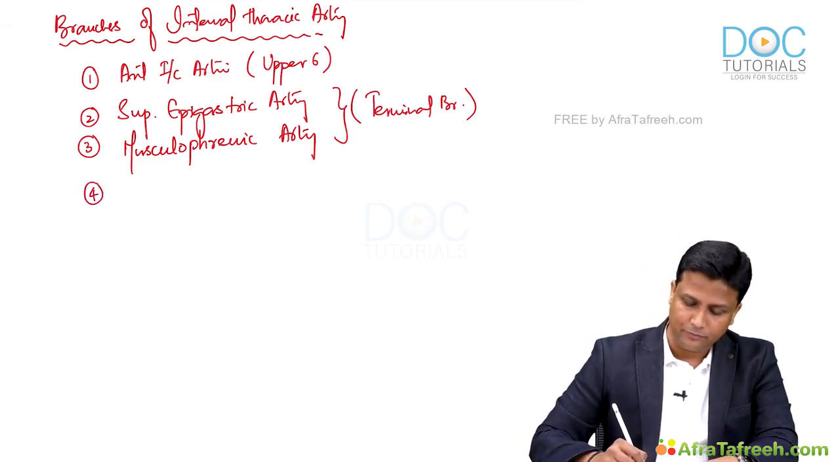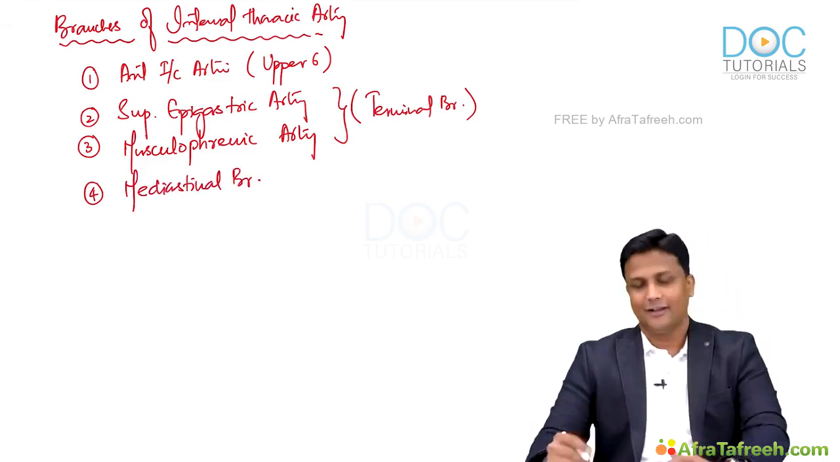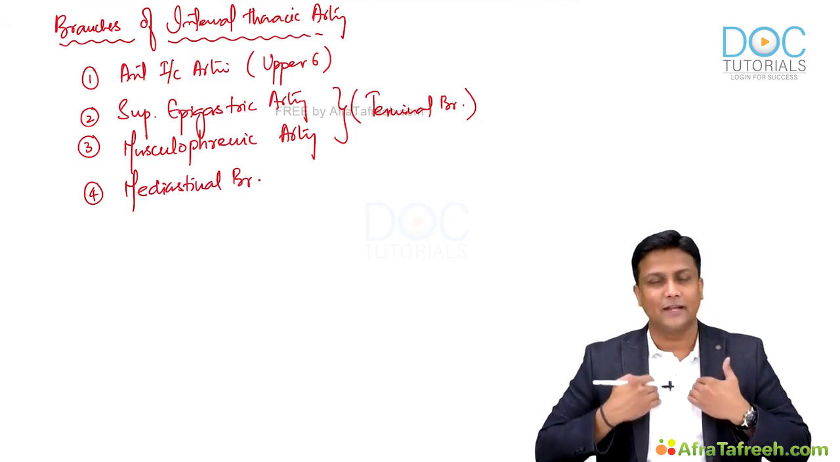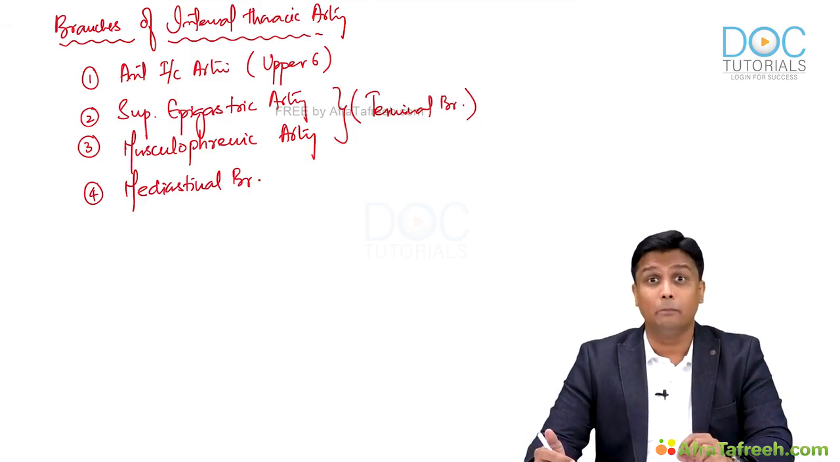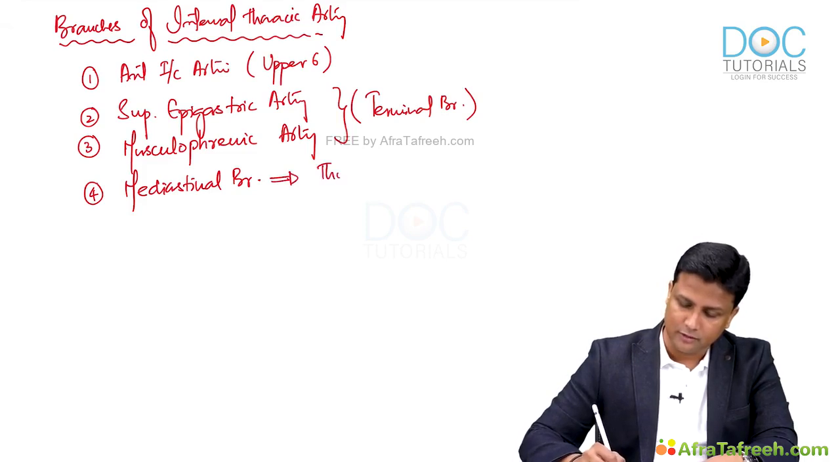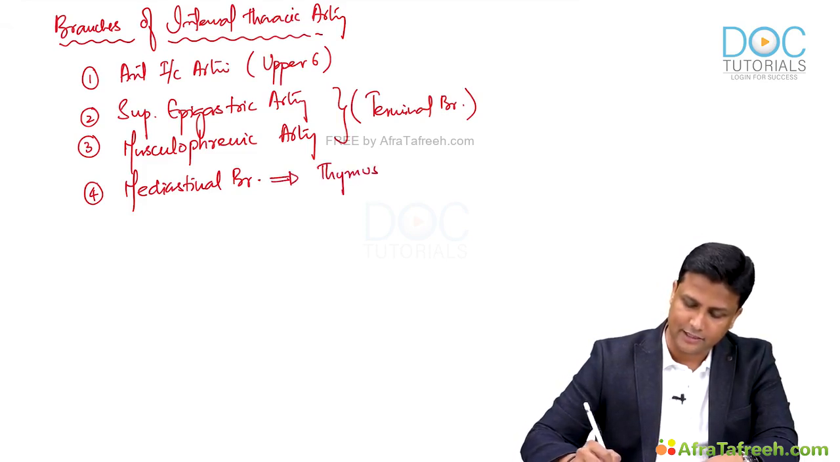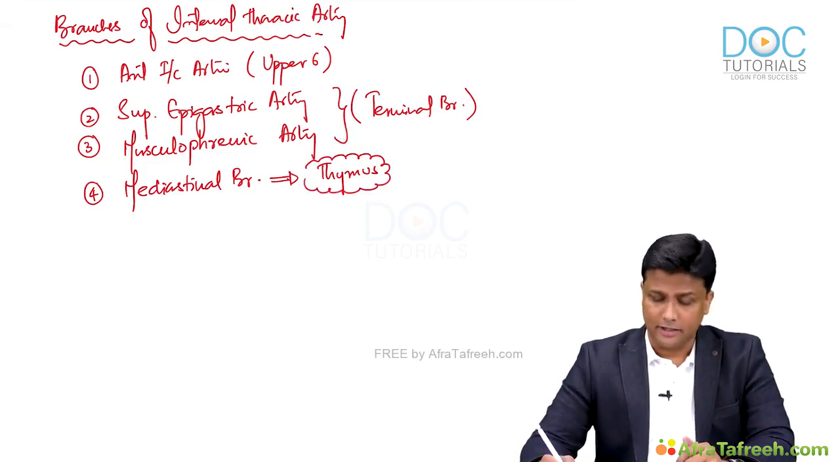Number 4, mediastinal branches, and I think you don't have to do a lot of hard work to remember this one. Just adjacent to the sternum, the internal thoracic artery, in the mediastinum, gives mediastinal branches, but what will they be supplying? The mediastinal branches are the ones which will be supplying the remains of the thymus gland. Thymus, okay, it will be supplying.